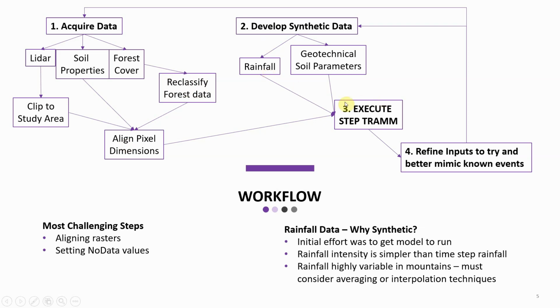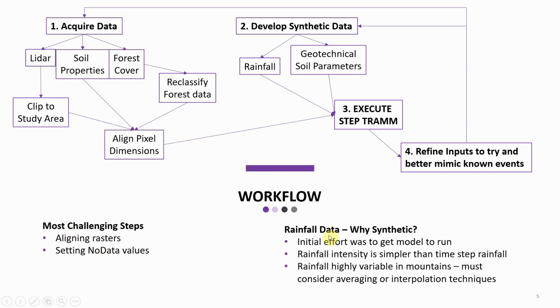Once these steps are complete, we execute STEP-TRAMM, and then we look at the results, refine those inputs, and execute the model again. It is an iterative process with the ultimate hope of modeling these known failures. So I'll jump right into the most challenging steps here. I think those were aligning the rasters and playing around with no data values. It's easy in hindsight, but going through the process, it was pretty difficult from a data management front.